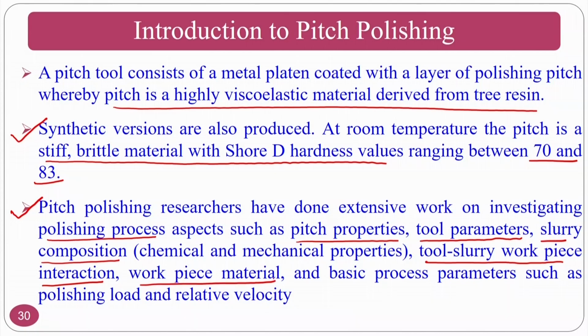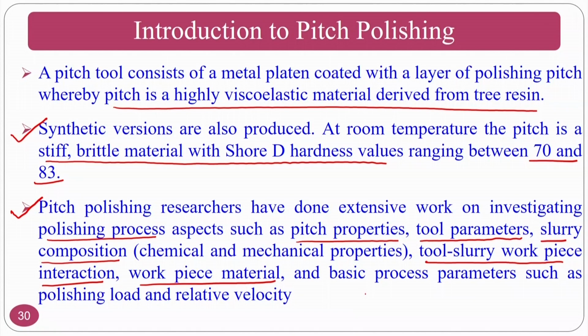Workpiece material, which type of workpiece material, whether I am using fused silica as a workpiece material or polymer lenses as my workpiece material, will also play a major role, because the hardness of these materials drastically changes from fused silica, which is a ceramic, to a polymer. And basic process parameters such as polishing load and relative velocity also play a major role. How much load you are giving, at the same time how fast you are rotating. If you are rotating by a manual method, then you cannot rotate at constant speed. For that purpose, people nowadays are going for automatic machines.